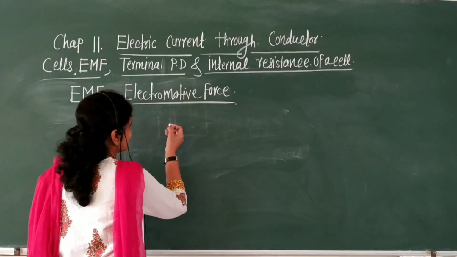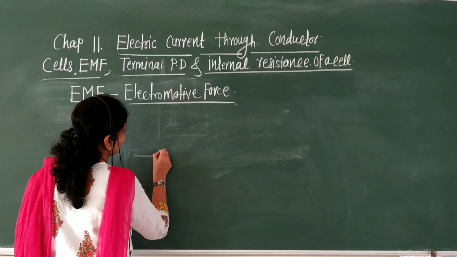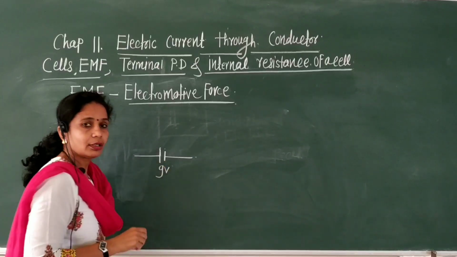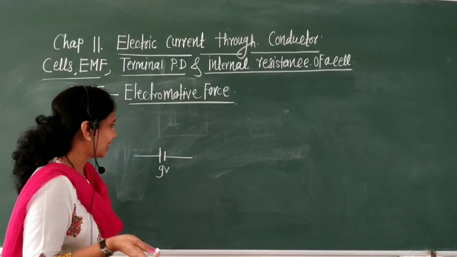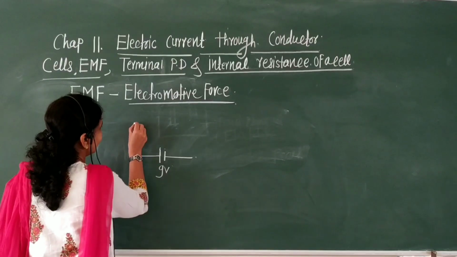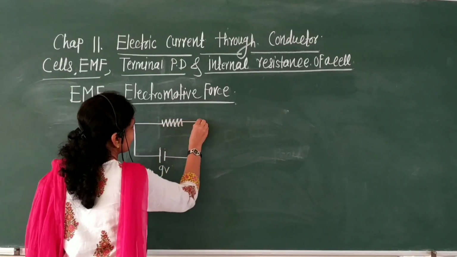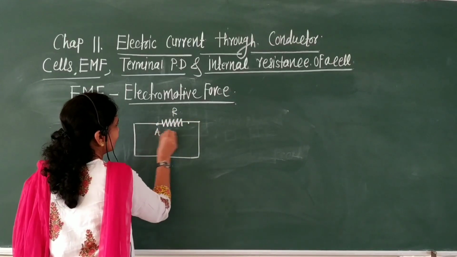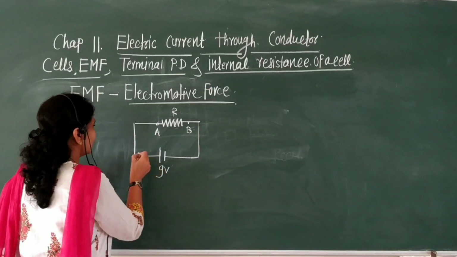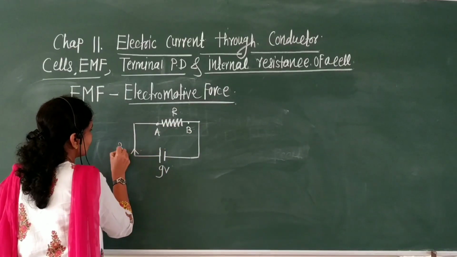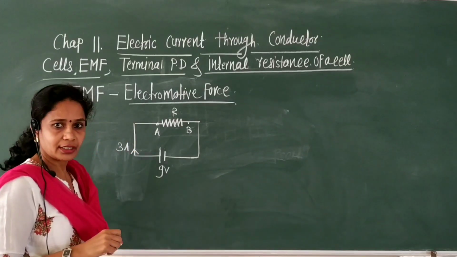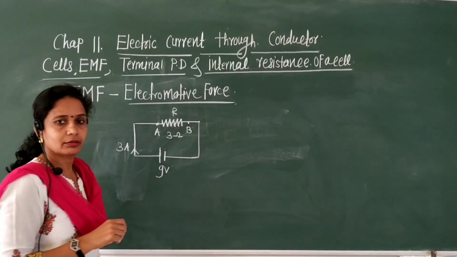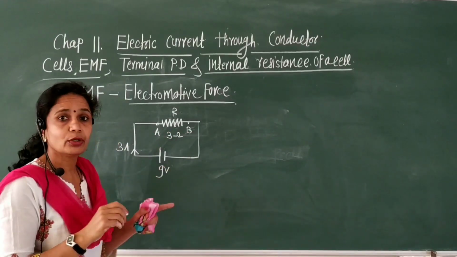See one circuit diagram. Here we connect a cell whose EMF is 9 volt. It is connected to a resistance R. This is point A, this is point B. The current flowing through this resistor is 3 ampere, and the value of this resistance R is 3 ohm.